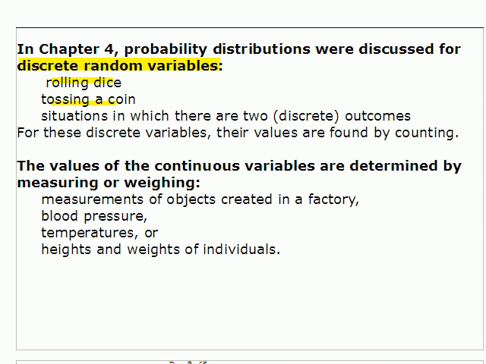Okay. Now for continuous variables, the values are determined by measuring or weighing. Examples would be blood pressure, temperature, heights and weights of individuals, measurements of some object that is made in the shop, and those are continuous variables.